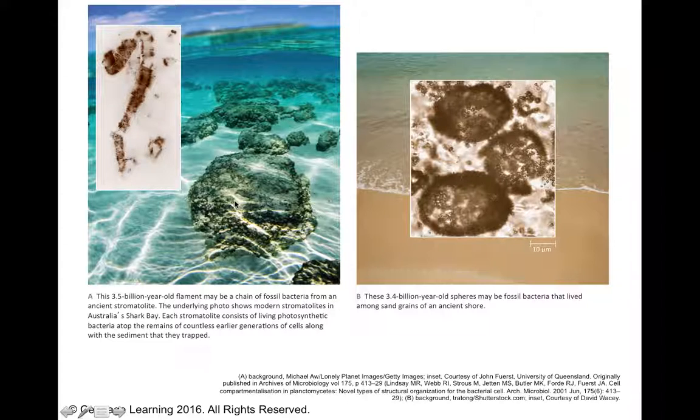And this shows these modern day stromatolites in Australia. Basically what you get is these living photosynthetic cells. They trap a little bit of sediment, they die, a new cell grows on top of them, it traps some sediment, it dies. And so these mounds just kind of grow up. And they're thinking that might have been the way this guy was trapped. And they're able to get an idea of what these old cells might have looked like.